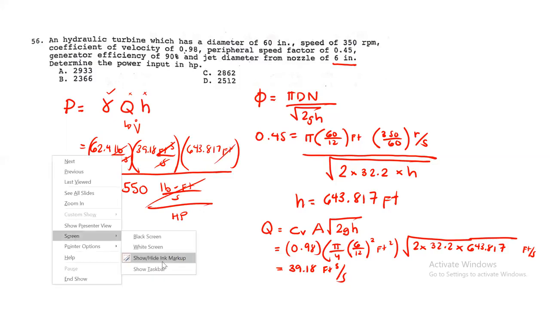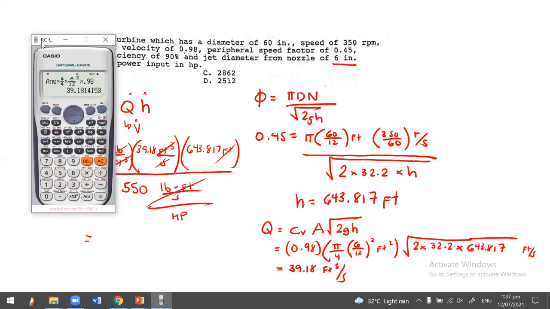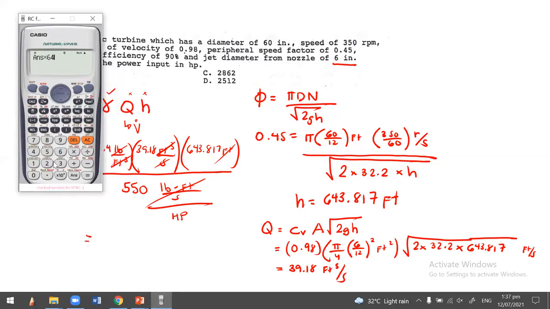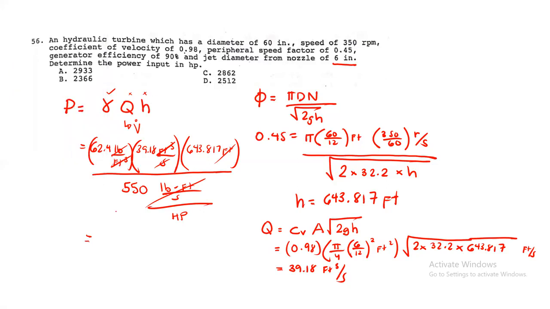So, ilang sagot? Times 643.817 times 62.4 divide 550. So, 2862 HP. Ganyan lang siya, guys. The answer is letter C.